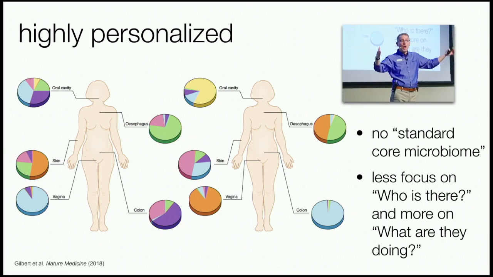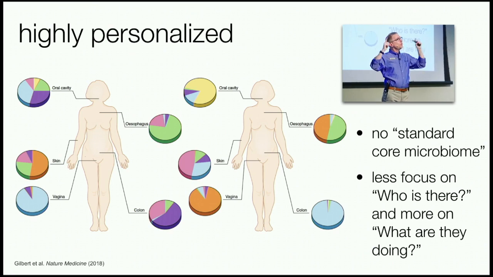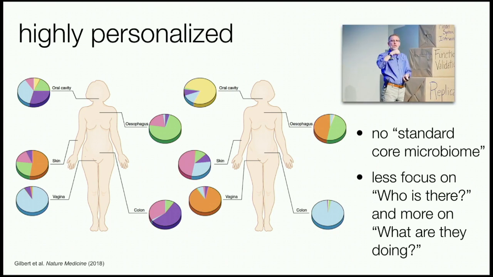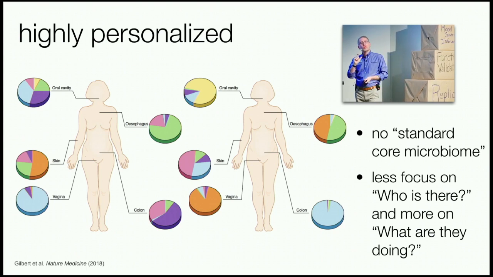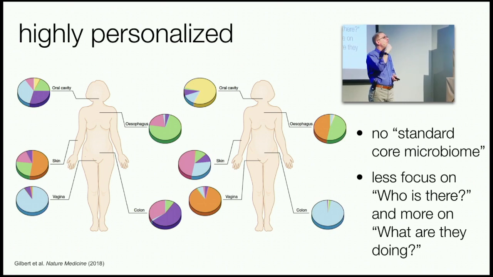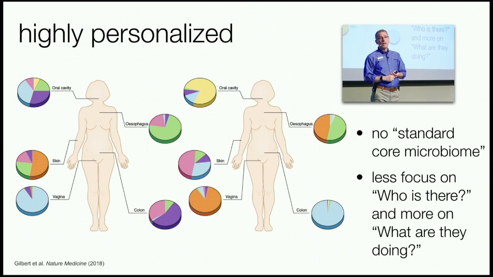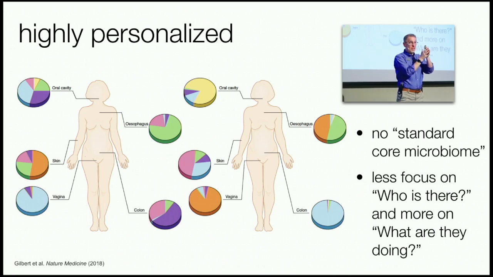There is no one common microbiome, which means we have to start thinking, and I've already alluded to this, instead of who is there, what specific strains of bacteria are living there, we have to think differently in terms of what are they doing? So what's the function that they carry out? Because there might be 100 different strains of bacteria that all are able to do the exact same thing. And as long as you have one of those strains in your body, you're able to actually do the thing that needs to happen.